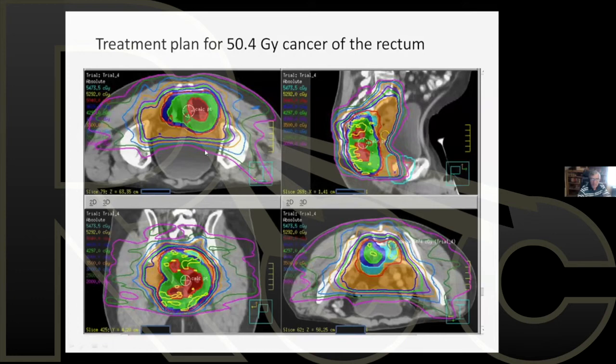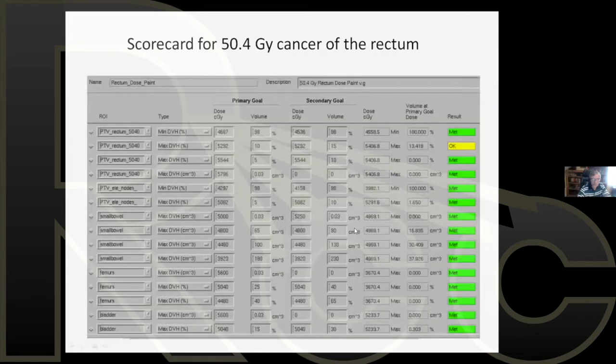You can see the outline here in red, the GTV. And then we have in blue all around it the PTV. The doctor put a very generous margin around this, wants all of this treated because there are some nodes included also. Here's a scorecard which shows how we did.